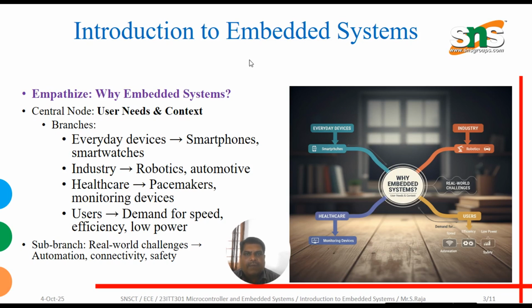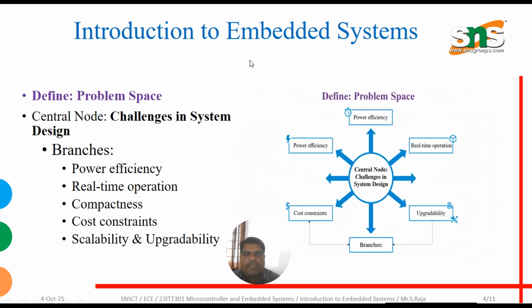So now we go for a real defined goal. Why is the embedded system coming? The first is the challenges in system design.